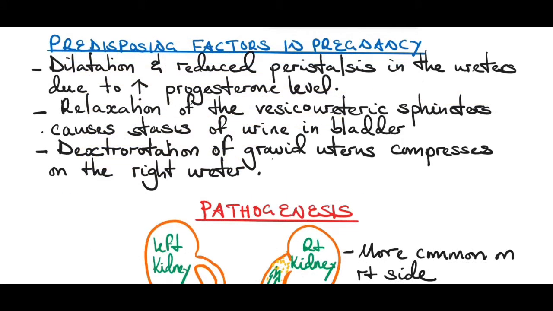There are also special predisposing factors in pregnancy. There's dilatation and reduced peristalsis in the ureters due to increased progesterone levels. So remember that progesterone causes relaxation of the smooth muscles. So if the urine in the ureters just remains stagnant or static, bacterial multiplication can start, which can result in a urinary tract infection.